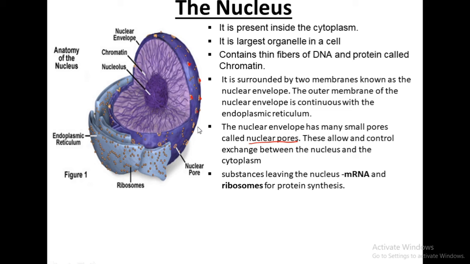The substances leaving the nucleus, that is mRNA and ribosomes for the protein synthesis. So very important, you need to remember this. The substances which are leaving the nucleus, that means which are going outside the nucleus, is mRNA, and we will be talking about mRNA in my future lectures. Why do we need mRNA for protein synthesis, we will talk about when we discuss the central dogma, and ribosomes.